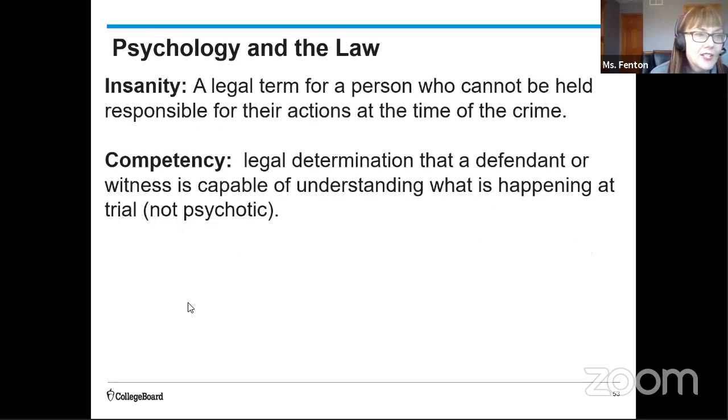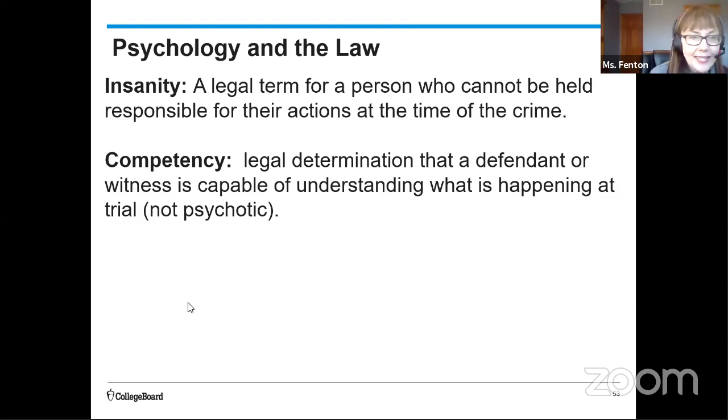Another place where psychology interacts with the law is this idea of insanity versus competency. So these are both legal terms, not really psychological terms. And the method for determining insanity has to mean if he or she, at the time of the crime, not maybe months or years later in the courtroom, was capable of knowing right from wrong.